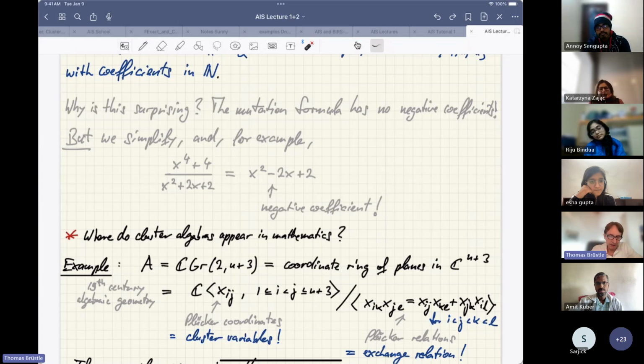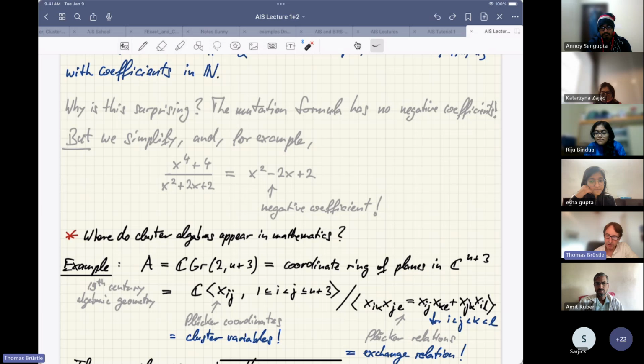And in the 19th century, a German mathematician, Plücker, showed that this very classical ring is generated by variables which he labeled x_{i,j}, where i and j is an ordered pair ranging from 1 to n plus 3. So these are the variables generating this ring, but it's not freely generated. They satisfy some relations, what are called the Plücker relations.